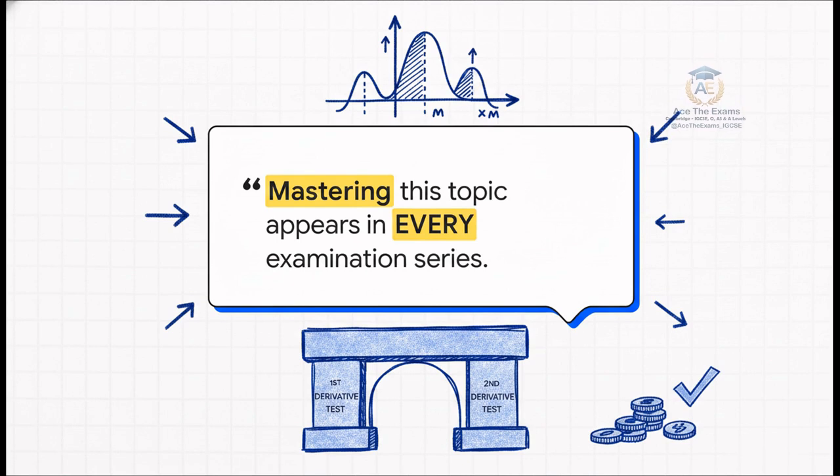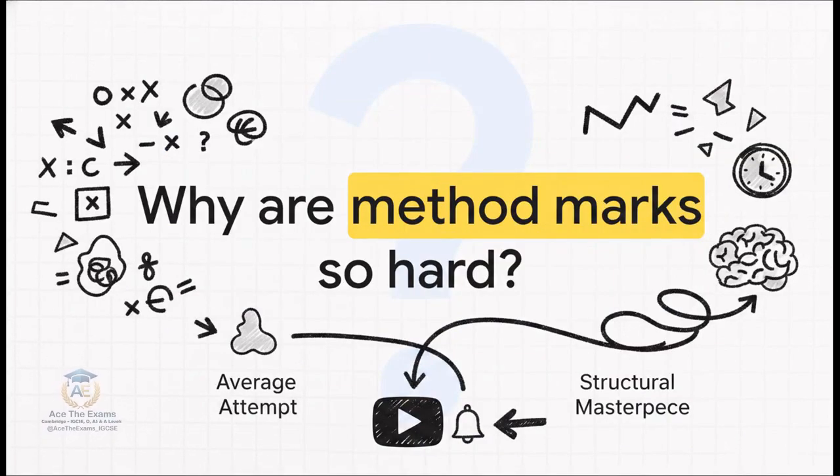If you don't know how to systematically prove whether a stationary point is a maximum or a minimum, whether you're deciding to use the first derivative test or the second derivative test, your entire structural blueprint just collapses. We are dealing with an absolute certainty here, which is kind of a gift, right? Because it means mastering this specific skill mathematically guarantees you marks in the exam hall. So that brings us to the crucial point, the core question we have to ask ourselves. Why do so many students find multi-stage analysis and securing those method marks so incredibly hard?